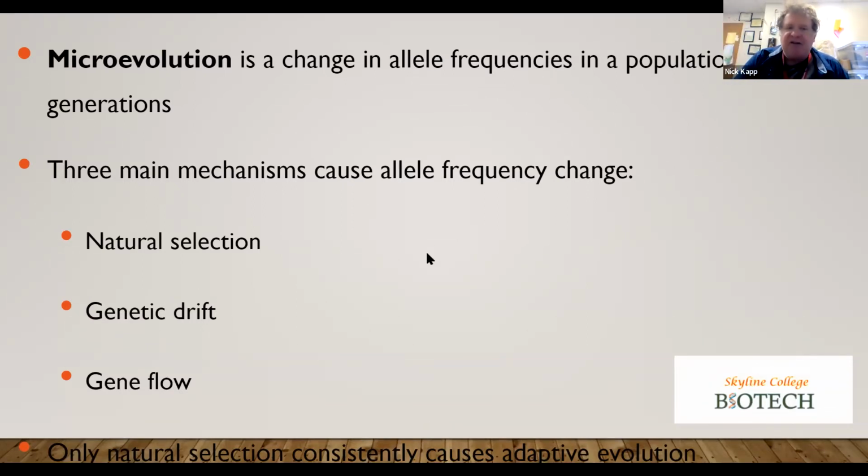There are three main mechanisms that cause allele frequency change, and these are the things that we need to know about. Number one is natural selection. Number two is genetic drift. And number three is gene flow. Again, only natural selection causes this kind of adaptive evolution. Genetic drift and gene flow are different things, but they can cause changes.